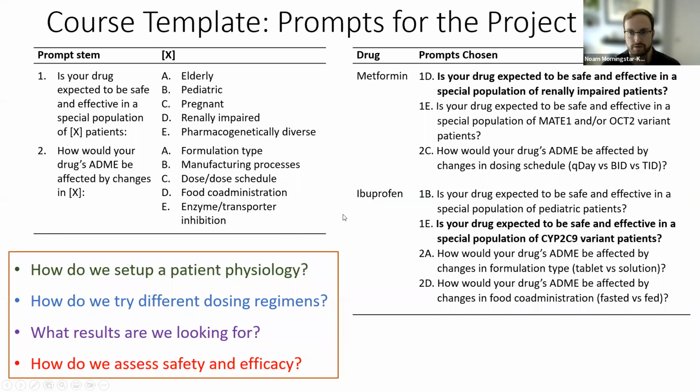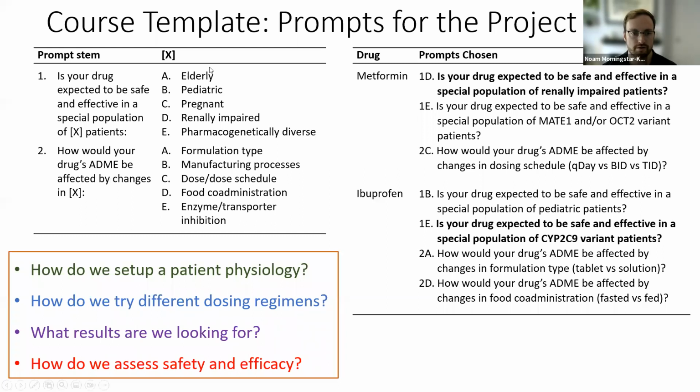So these were the prompts that we gave to the students for this third project. We set it up with a prompt stem. One here focused more on the clinical pharmacokinetics: is it going to be safe and effective if you start having physiologic changes in a certain population? Or more on the biopharmaceutic drug property side: if you change the formulation, the dose, co-administer it with food or an enzyme inhibitor, changes like that, how would it affect the ADME of the drug?